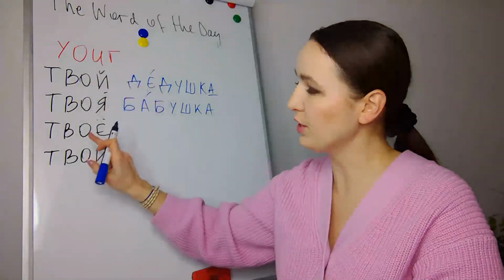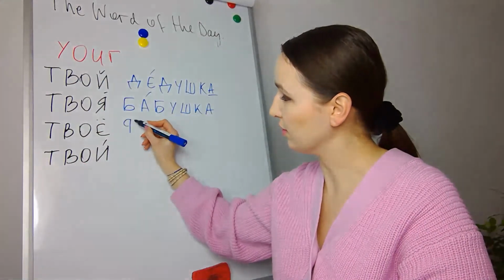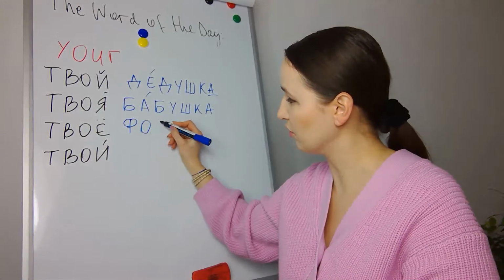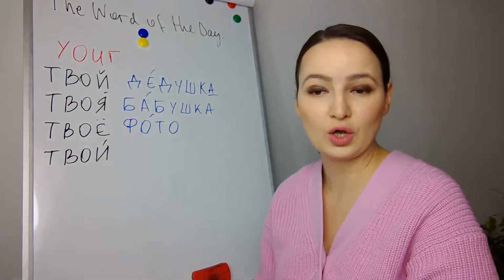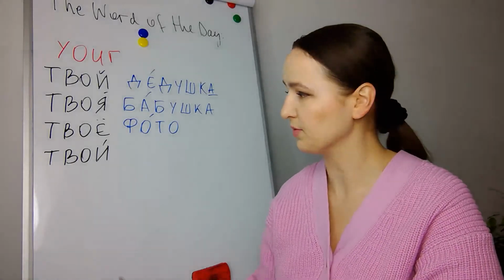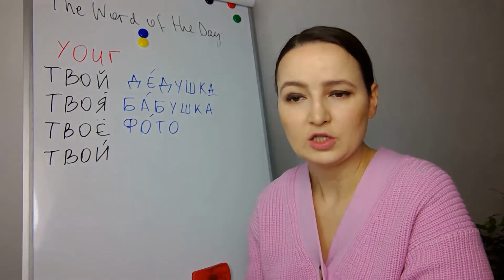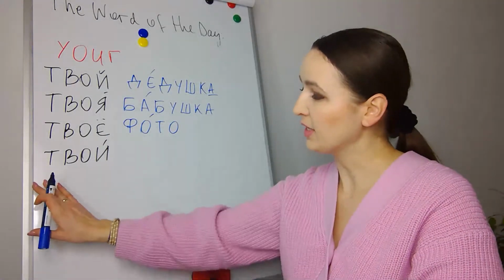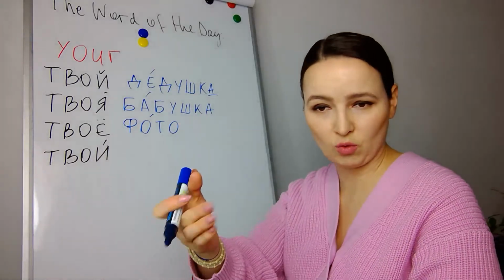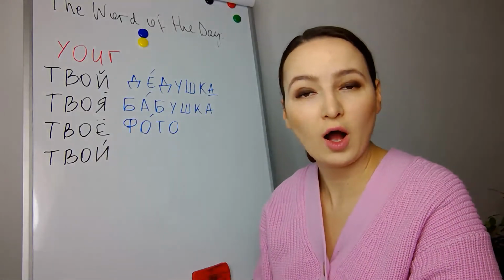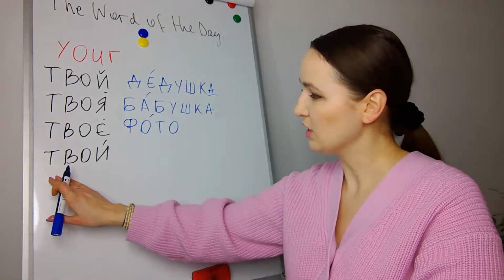Твоё, your in neuter. Твоё фото, for example, your photo. Photo ends in О, so it's neuter. Твоё фото, your photo. And let's continue with твоё окно, you wrote. Твоё окно, your window. Окно is neuter as well.